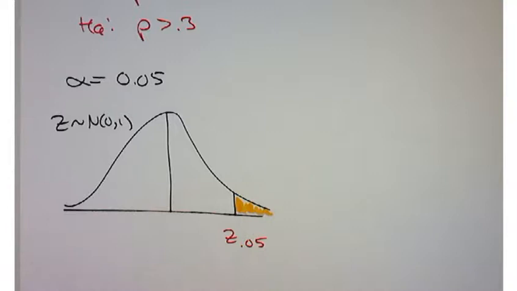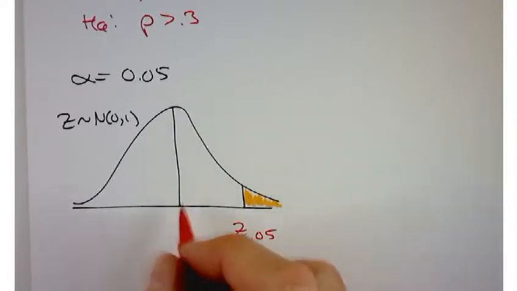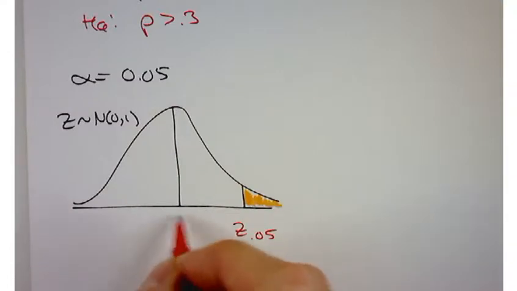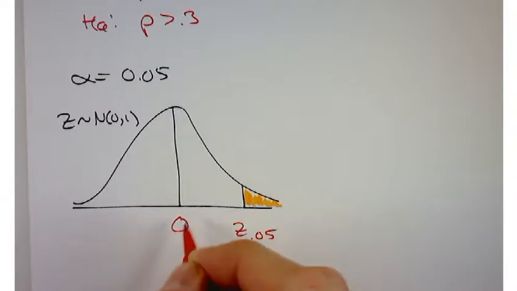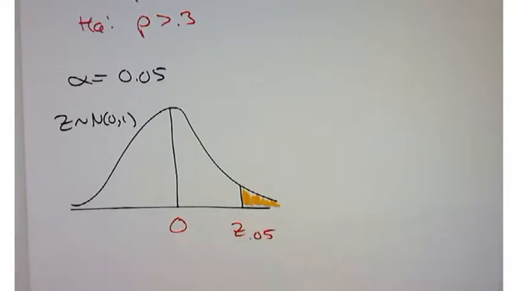How much is in the left tail? 0.95. What value should I put underneath here? 0. Now that tells me something about Z sub 0.05. Z sub 0.05 has to be greater than 0 because this point is to the right of 0. Okay, so it's just a little something to keep in mind as we find our value from StatDisk.